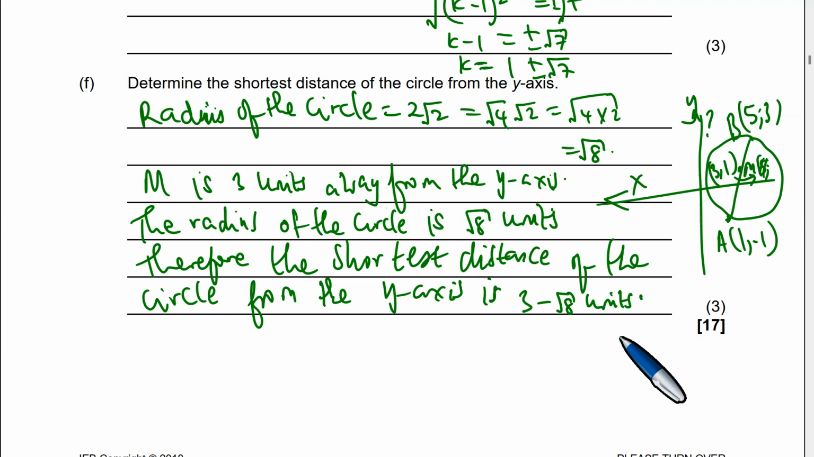So you have that: 3 minus the square root of 8 units. So yeah, that's what we have.